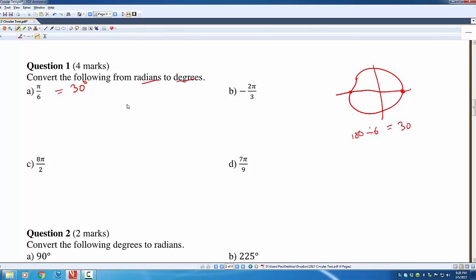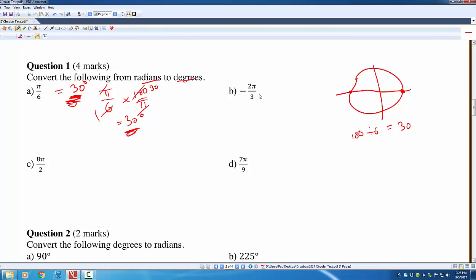You could also do that using the formula. So pi on 6 multiplied by 180 on pi, the 6 and 180 cancel to 30, the pi's cancel, and it equals 30 degrees as well. I prefer my unit circle method, but this is the feed-the-formula-and-get-the-answer kind of approach.